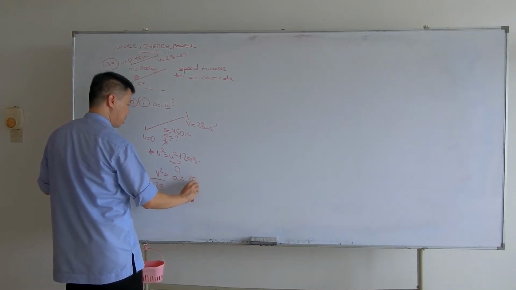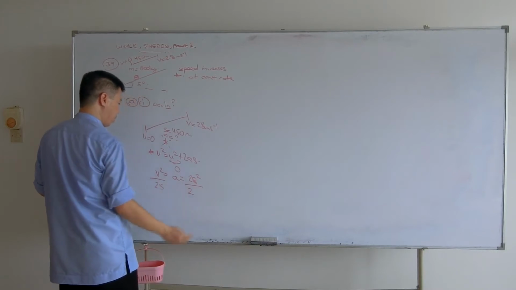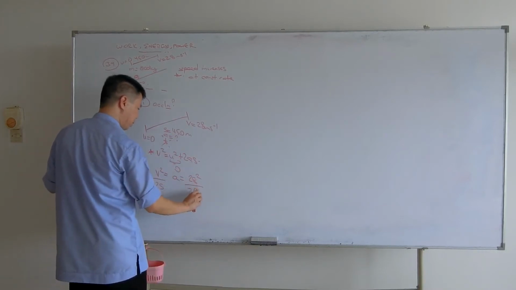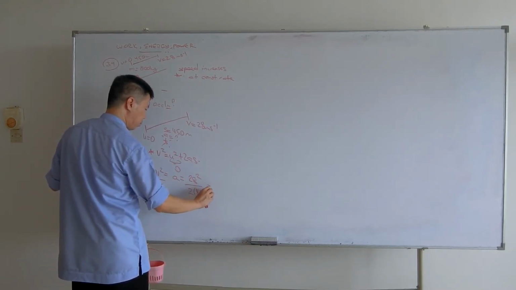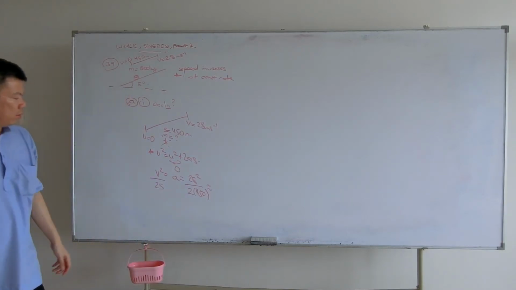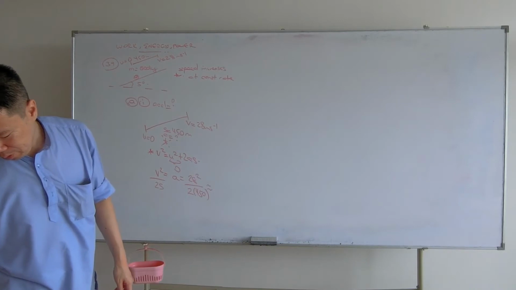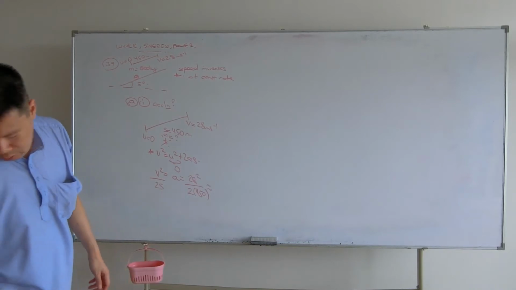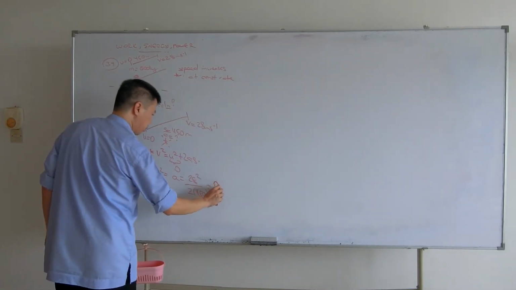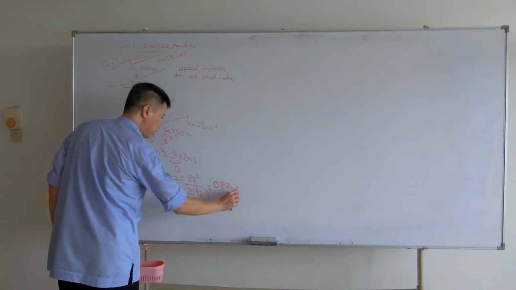V here is 28 squared over 2, and s here is 450. This is calculated. I would bet that by the time you unpause this video, you should get a value of around 0.87 meters per second squared.